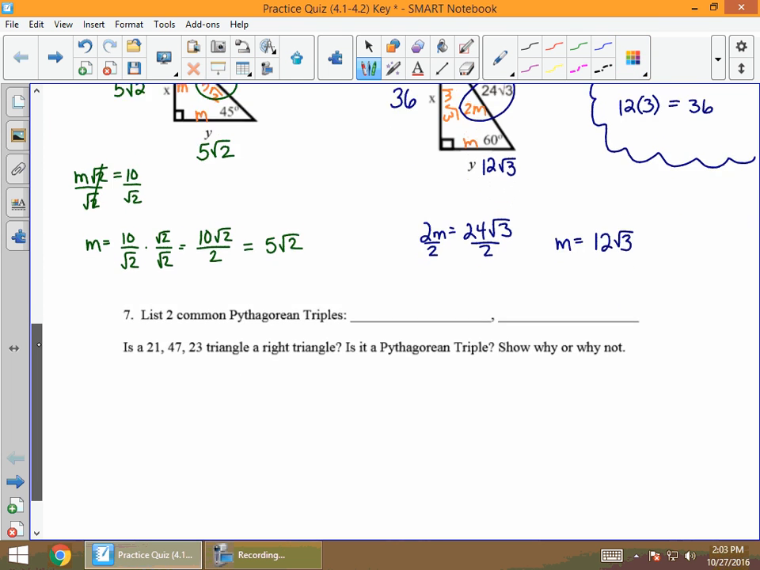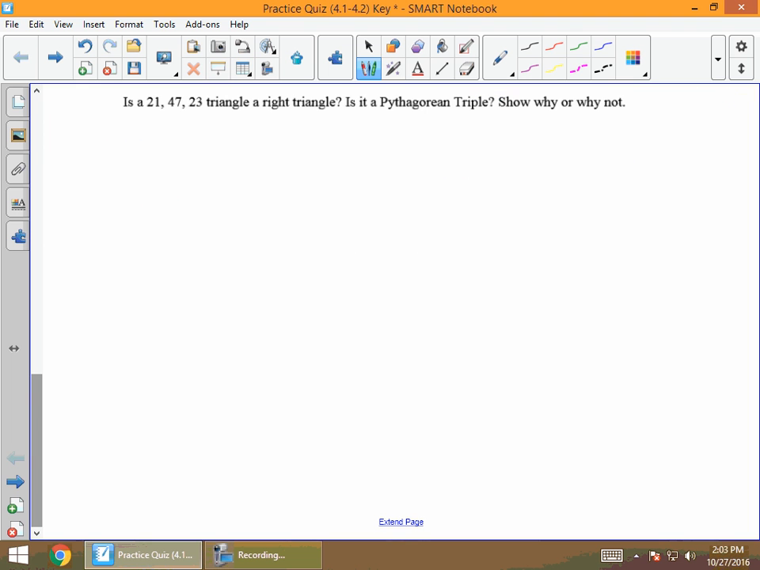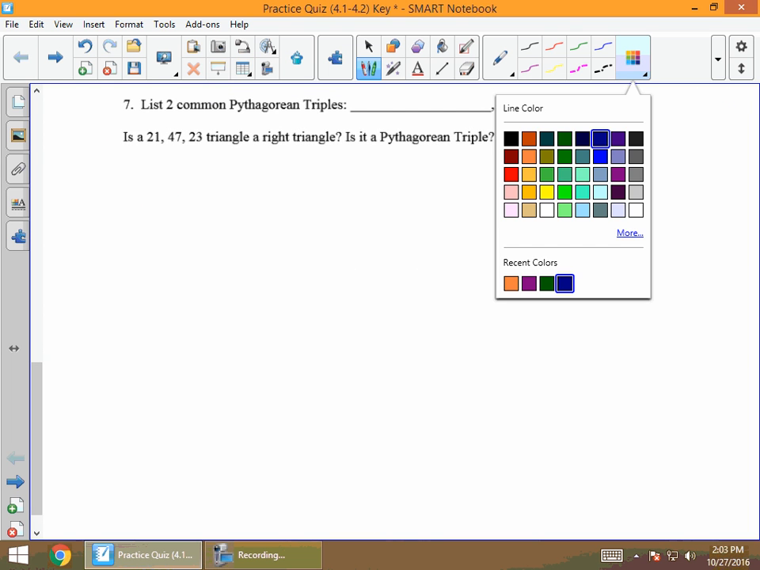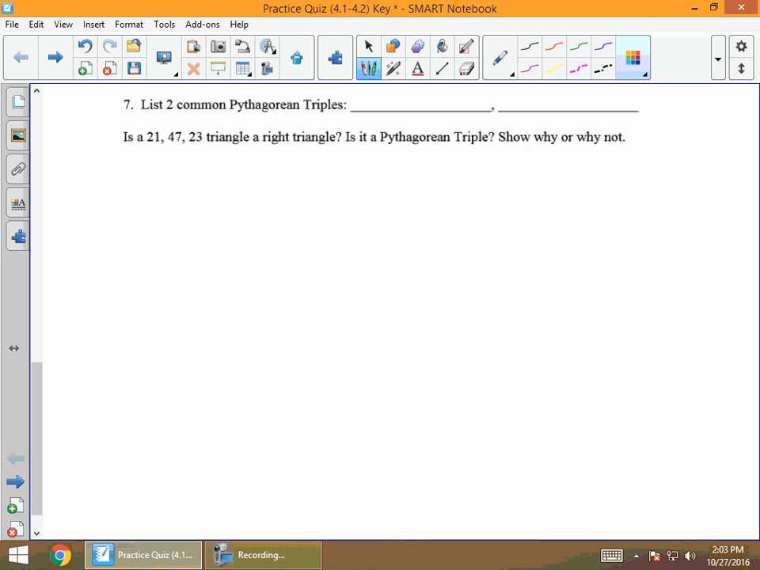All right, number 7. Just about done. Finishing up. Question number 7 says list 2 common Pythagorean triples. Now there are a bunch of them. I gave you 3 of them. List 2 of the 3 that I gave you in class.